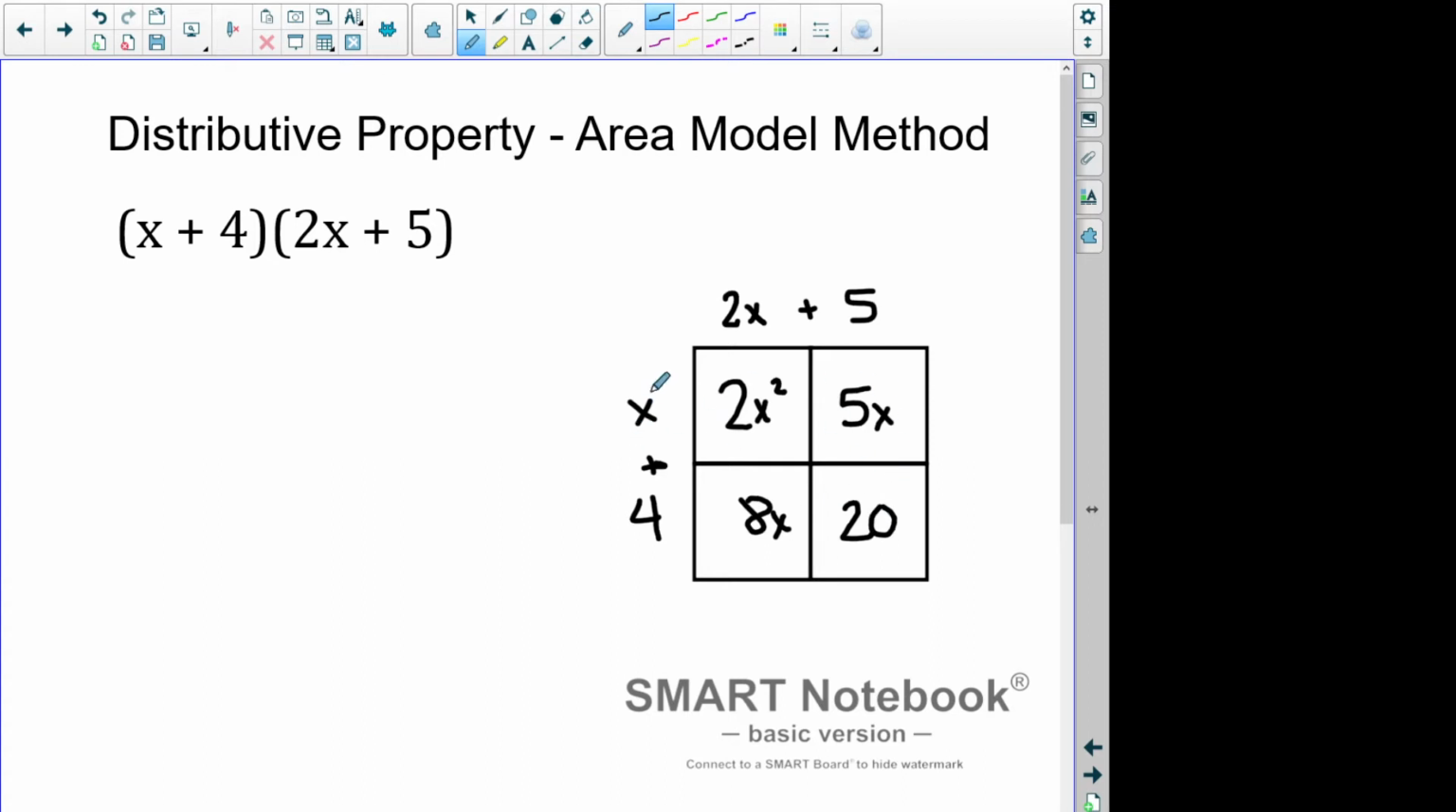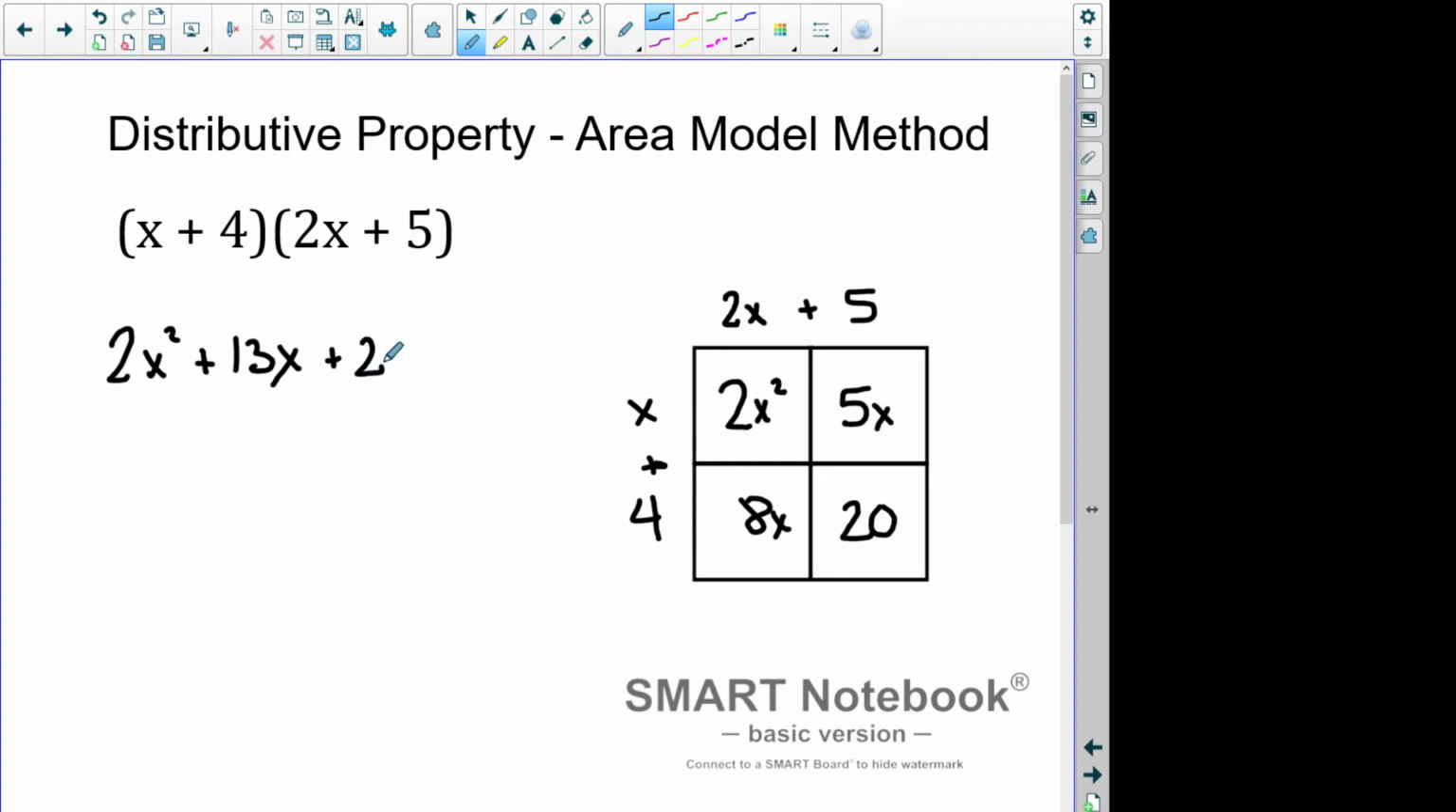Okay. So I've multiplied every part of the first number times every part of that second number, right? Every part of the first binomial times every part of the second binomial. And now I could just look here and add up like terms, right? So if I wrote this out, the biggest term here is our quadratic term, or 2x squared. And then we've got 8x and a 5x, so that gives me 13x. And then 4 times 5 is 20.